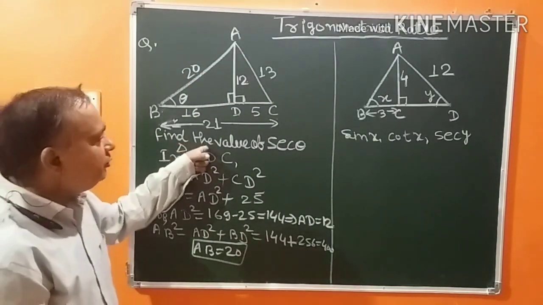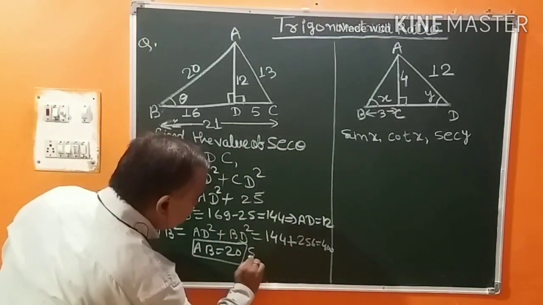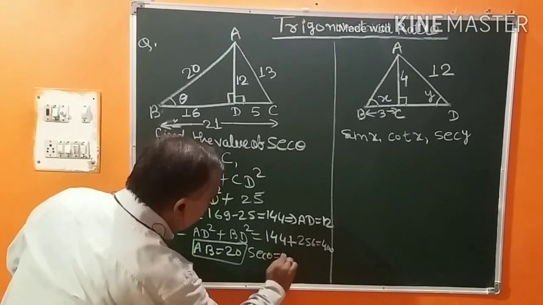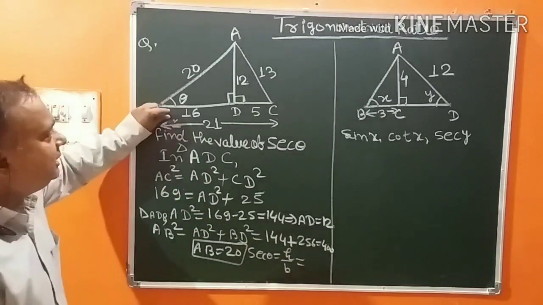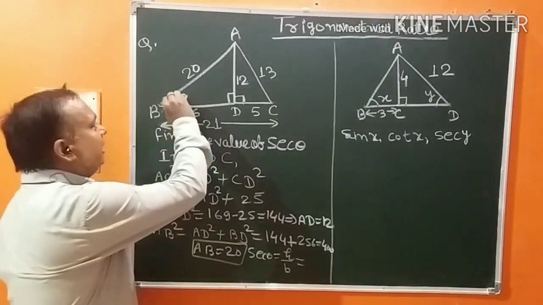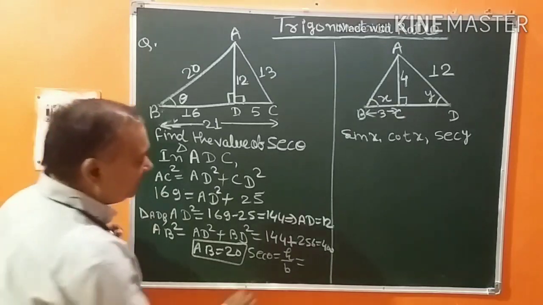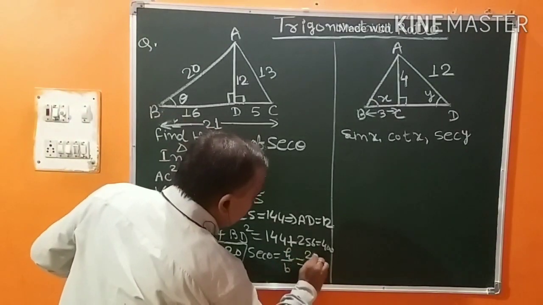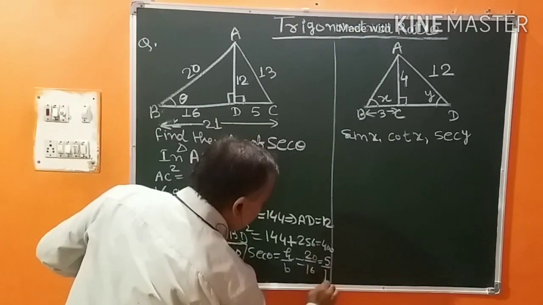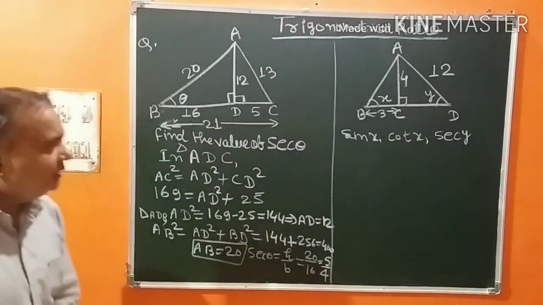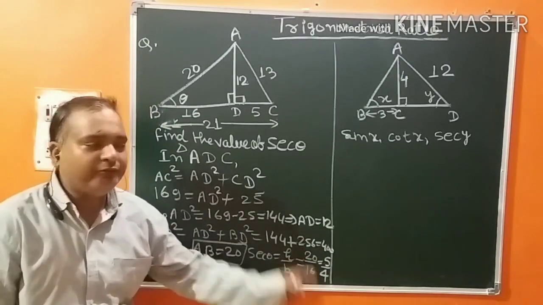What we have to find? We have to find the value of sec theta. We know that sec theta equal to hypotenuse upon base, and it is the angle theta. What is the hypotenuse? Hypotenuse is 20, and what is the base? The base is 16. So we can write 20 upon 16, and when we simplify, that is 5 by 4. Clear? So what is the value of sec theta? The value of sec theta is 5 by 4.